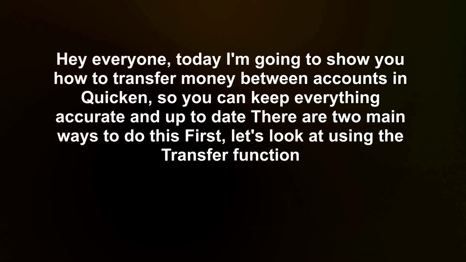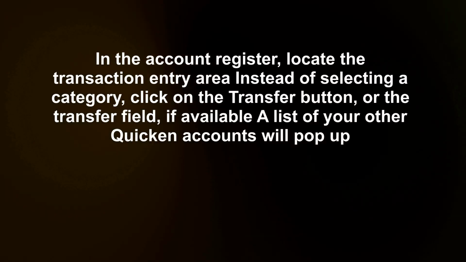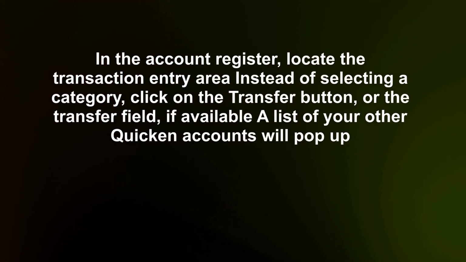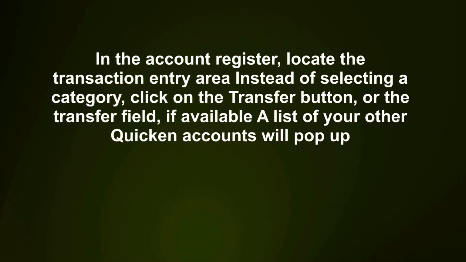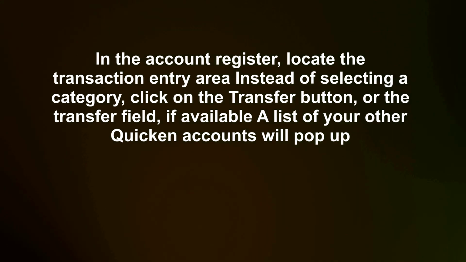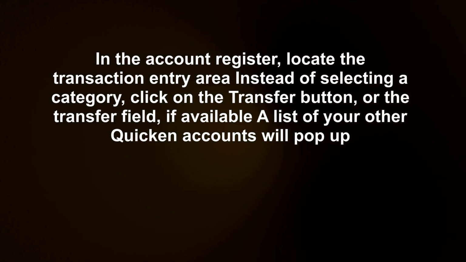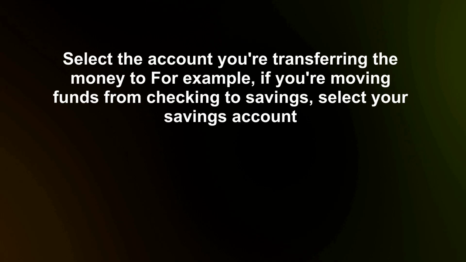First, let's look at using the transfer function. In the account register, locate the transaction entry area. Instead of selecting a category, click on the transfer button, or the transfer field. If available, a list of your other Quicken accounts will pop up. Select the account you're transferring the money to.